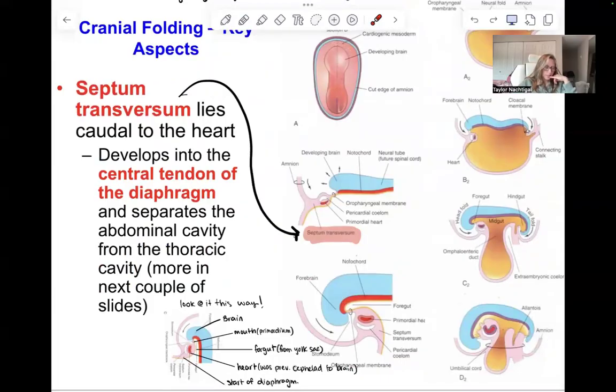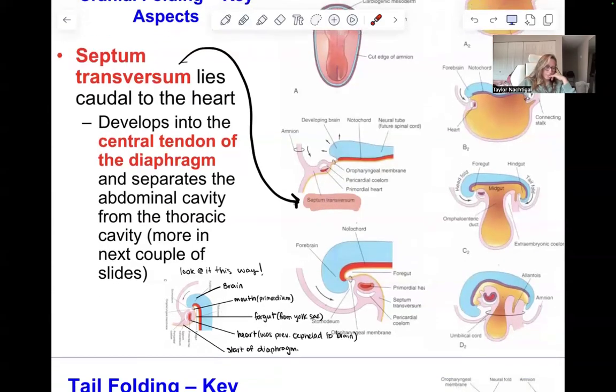Okay, the septum transversum lies caudal to the heart, which, after folding, is caudal, to the tail end here. But initially, it's actually cephalad, to the front, to the head, but with folding, it becomes caudal. This is going to become the central tendon of the diaphragm here. So this comes all the way down, it becomes even lower in the chest cavity towards the diaphragm.